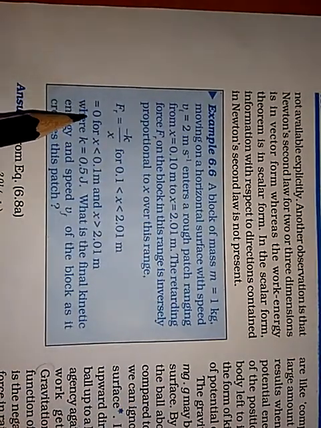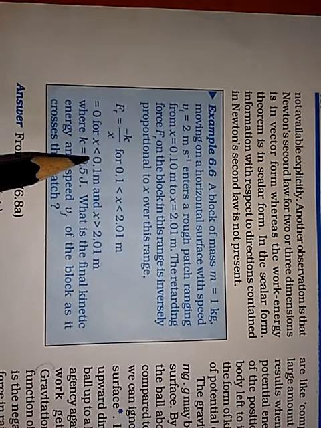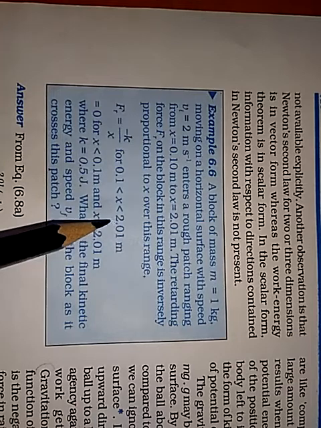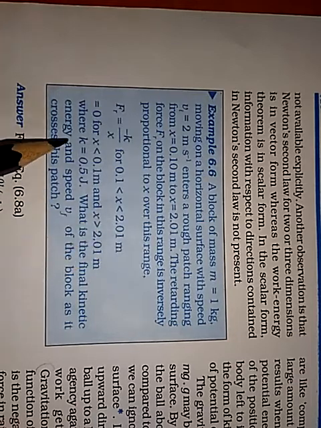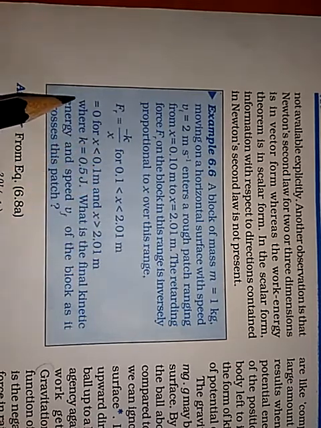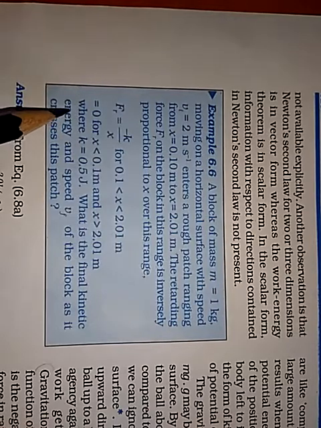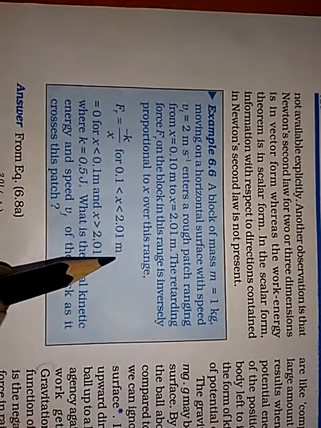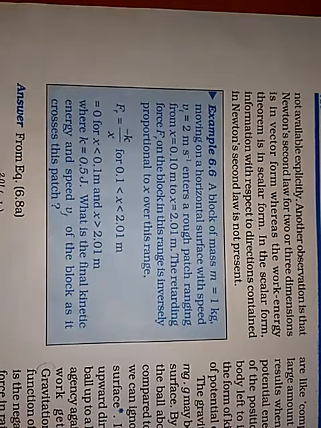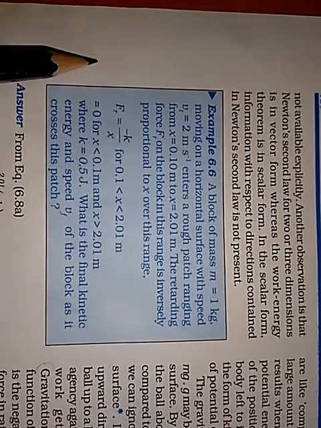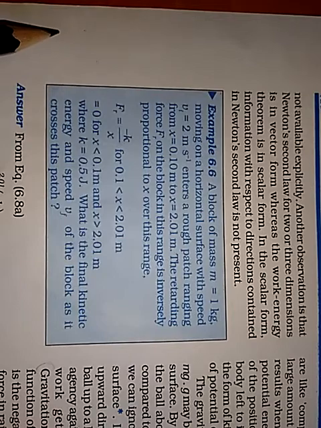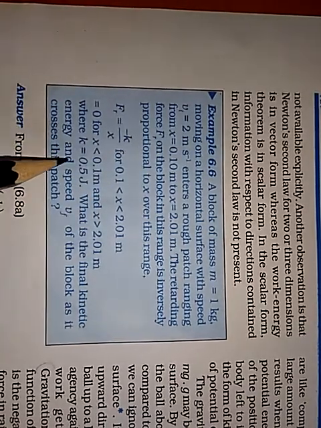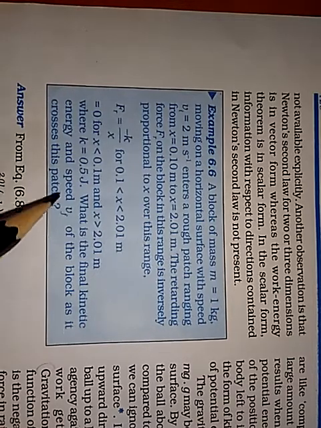And it is equal to 0 for x less than 0.1. So the value is from 0.1 to 2.01 meter. Less than 0.1 is equal to 0, and greater than 2.1, then also it is 0. So the range is from 0.1 to 2.1. So you have to integrate from 0.1 to 2.01, where k is equal to 0.5 joule.